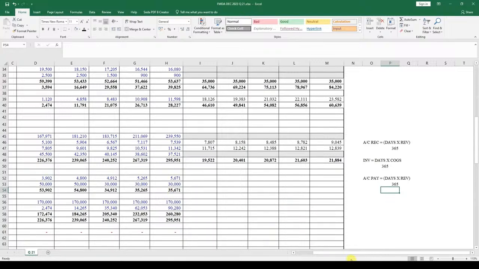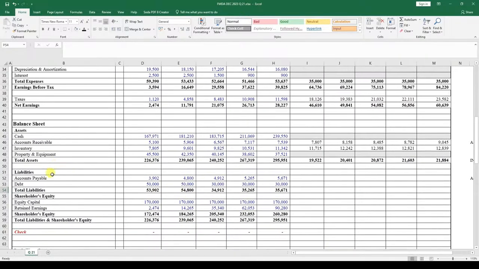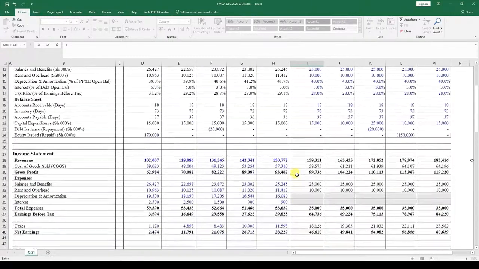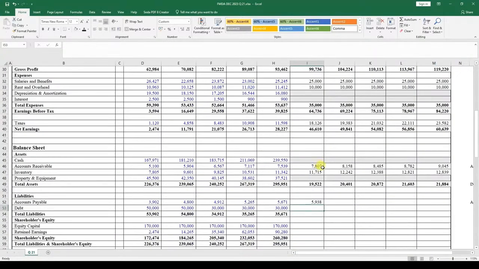So we look for the accounts payable days. You can see the accounts payable days are here, 37. And then we multiply that with the cost of goods sold, and then divide by 365. That's what we get.